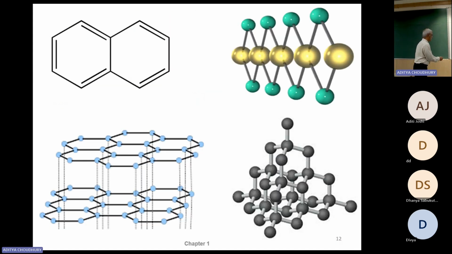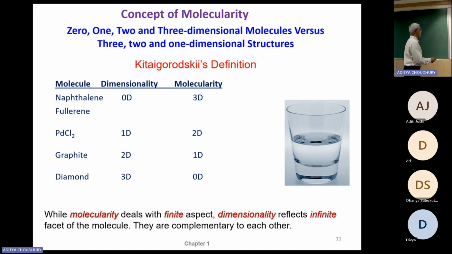Graphite. Okay, these are all pi interactions. We know that it's a 2D extended covalent bond network. But in terms of molecularity, it's a molecule only along one direction because it's finite. So if you go back here, graphite dimensionality-wise is 2D, molecularity-wise is 1D.